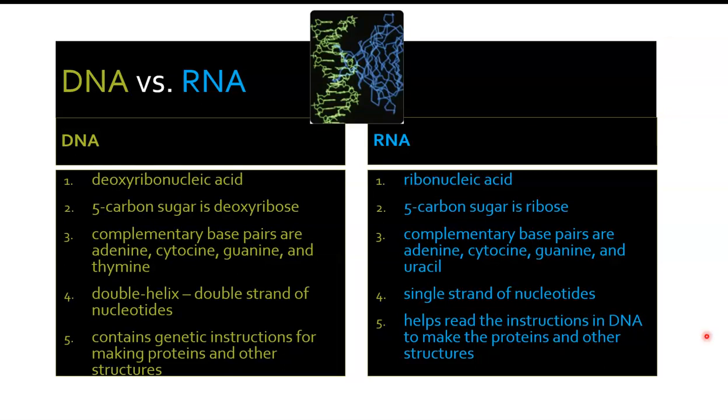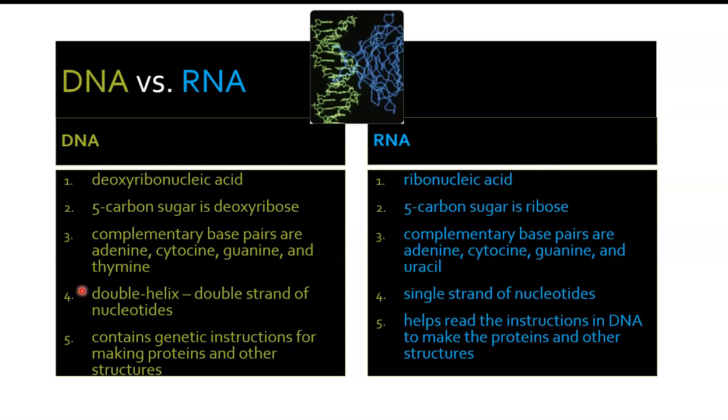Last class we learned about DNA and we learned it's called deoxyribonucleic acid. It's got a 5-carbon sugar as part of its structure. That 5-carbon sugar is called deoxyribose. We know that the complementary base pairs are adenine, cytosine, guanine, and thymine. Remember A to T and C to G.